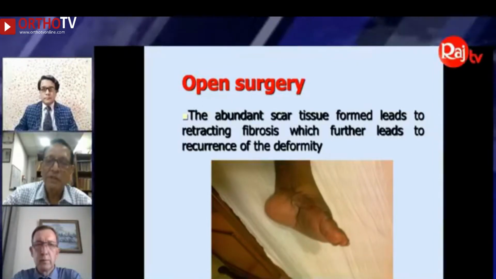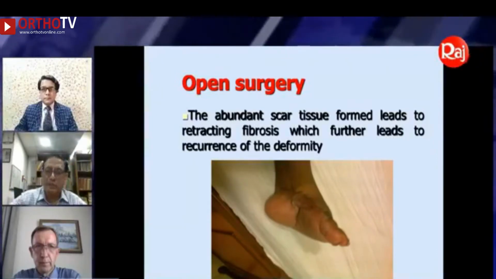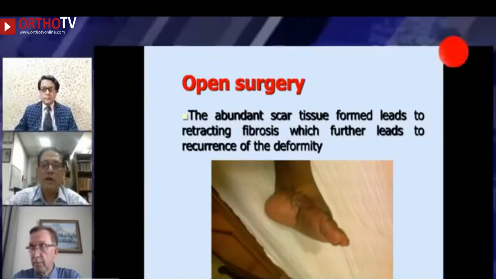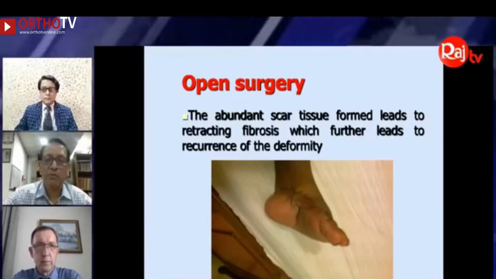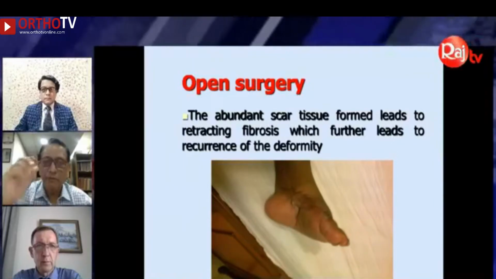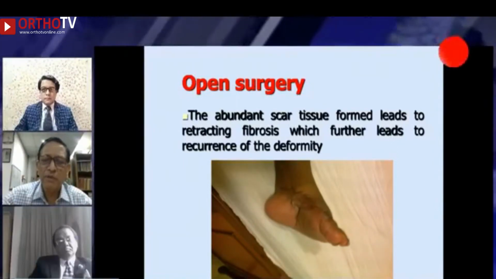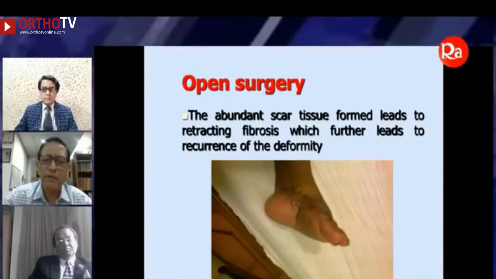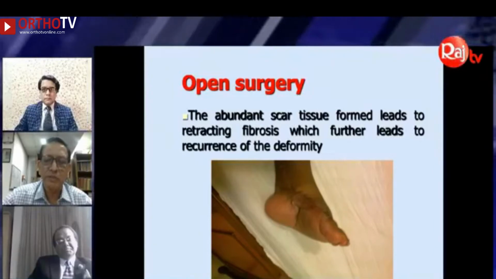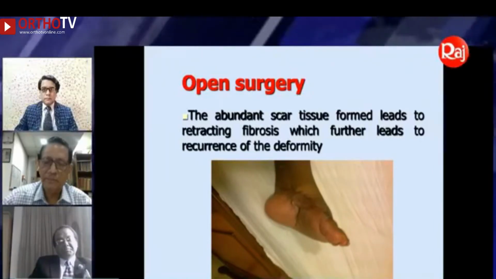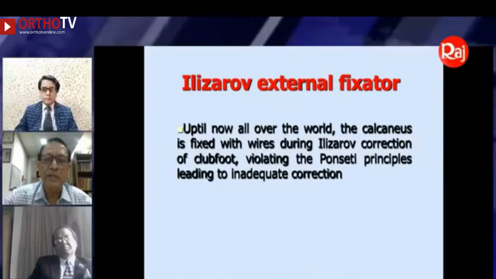So what happens? A lot of fibrosis whenever you do open surgery. Always there is a lot of fibrosis that takes place, and this fibrosis is responsible for the contracture. So I have seen many cases of PMR where they have been spoiled. Surgery, resurgery, mostly done, but the deformity is not corrected. So now we are doing the Ilizarov external fixation.